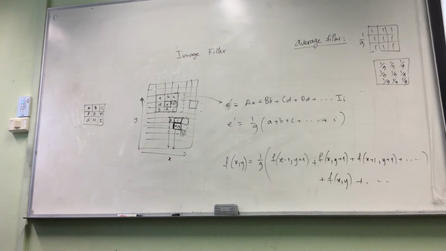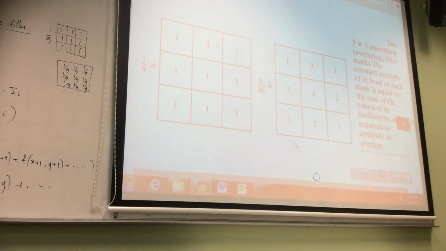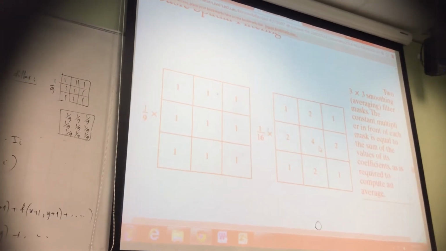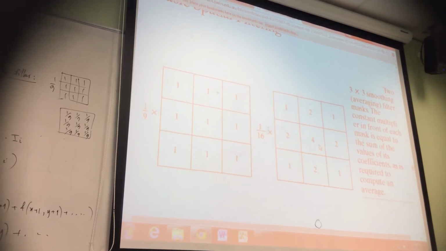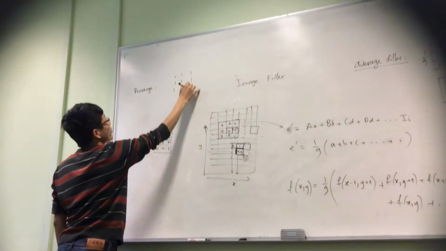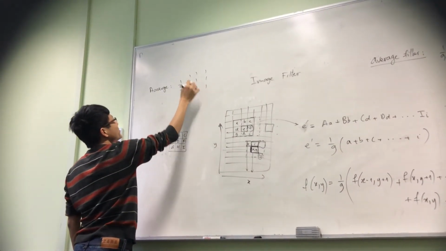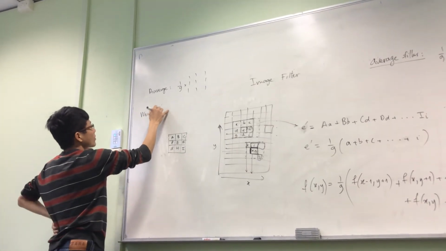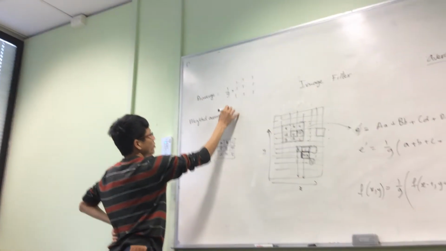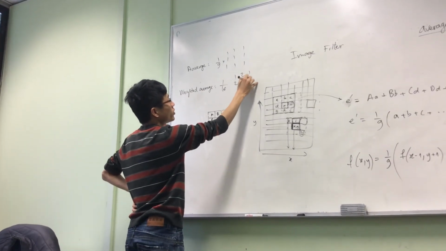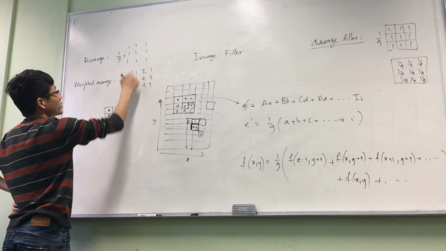So you have the average filter, that one. Some more filters here. This one is called the weighted average. The average is 1, 1, 1, 1, 1, 1, 1, 1, 1 multiplied by 1 over 9. The other one is the weighted average. So 1 over 16 of 1, 2, 1, 2, 4, 2, 1, 2, 1.